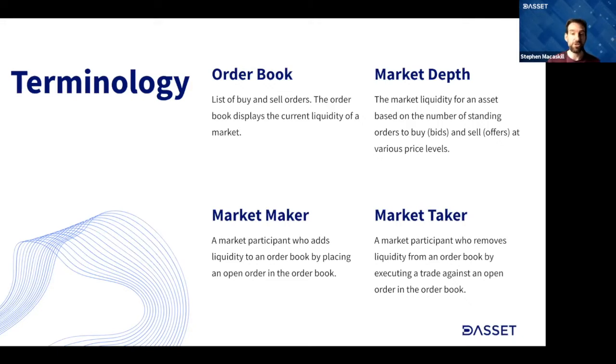Usually there's an incentive with a slightly lower fee for market makers, because a lot of these exchanges are trying to attract more liquidity to their ecosystem. A market taker is somebody who takes or removes liquidity from the order book. They're usually making the order book less deep, taking that liquidity away from the market.